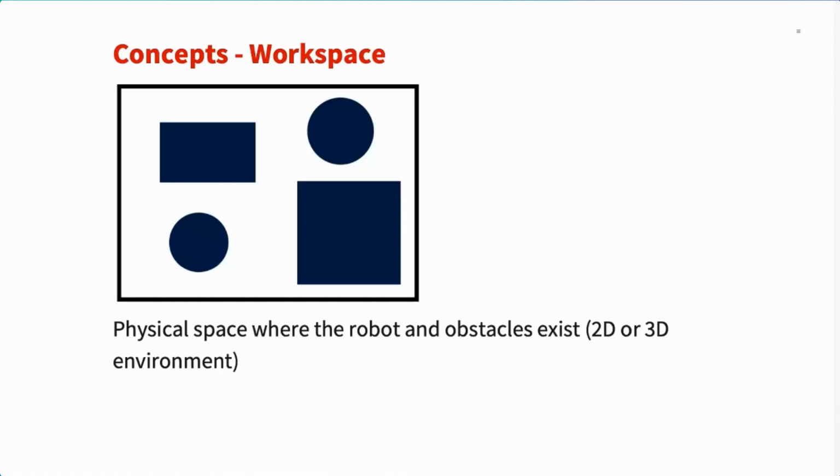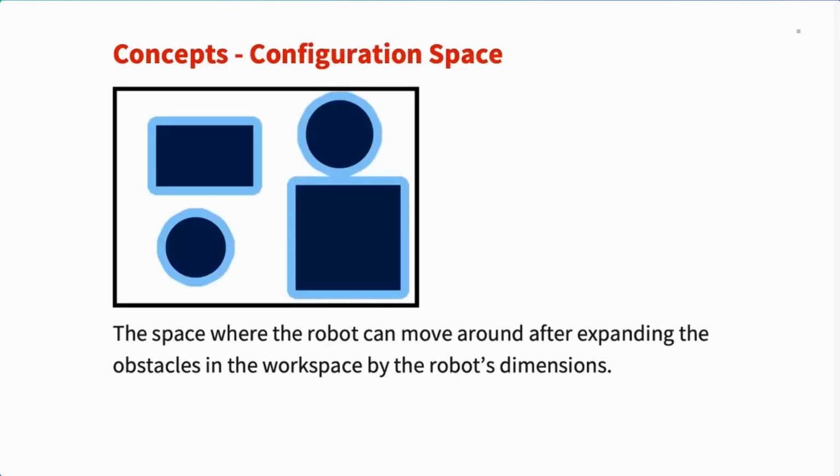The next is the workspace. The workspace in motion planning is the physical space where the robot and obstacles exist. So this can either be a two-dimensional or three-dimensional environment. Then we have the configuration space. And the configuration space is where the robot can move around after we expand the obstacles in the workspace by the dimensions of the robot that we are using. So in this image, you can see compared to the previous image, this space now has the objects that are expanded by the dimensions of a robot.